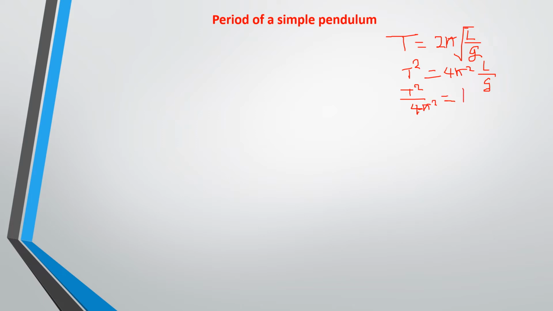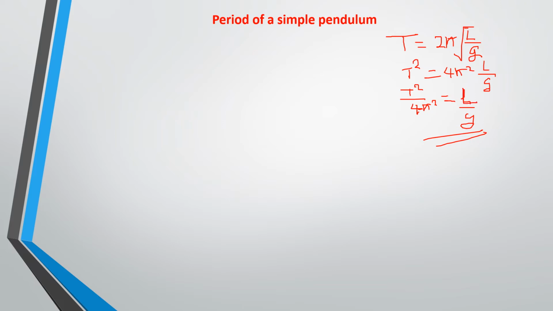So depending on what you are asked to find, you might be asked to find the length of the pendulum or the period of the pendulum. So depending on what you are asked to find, you can make any of these variables the subject of the formula so that you can solve and get the unknown.